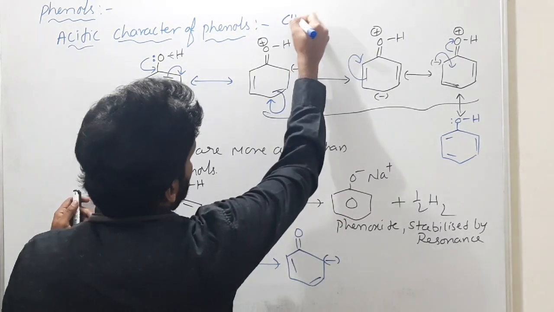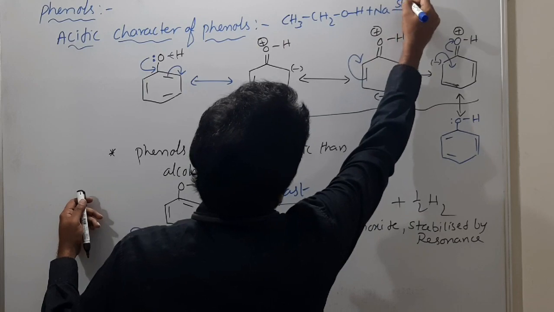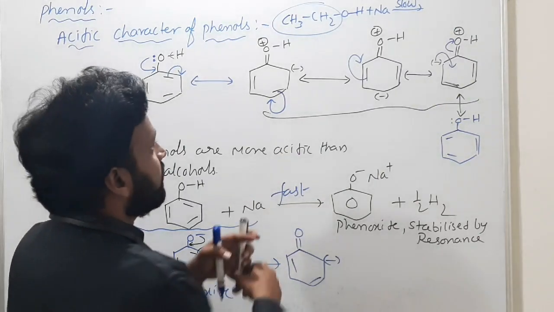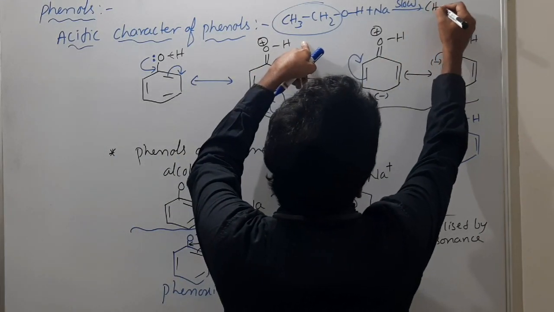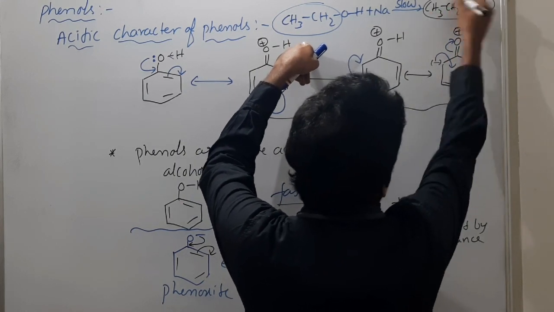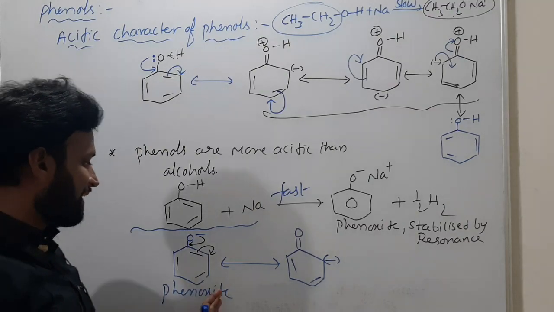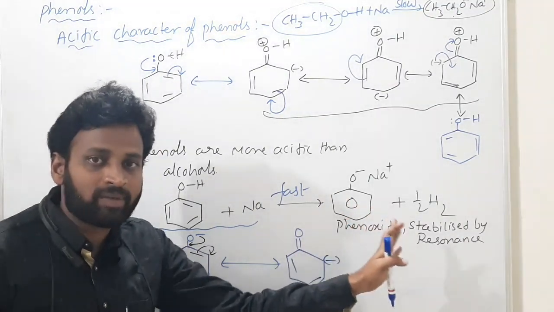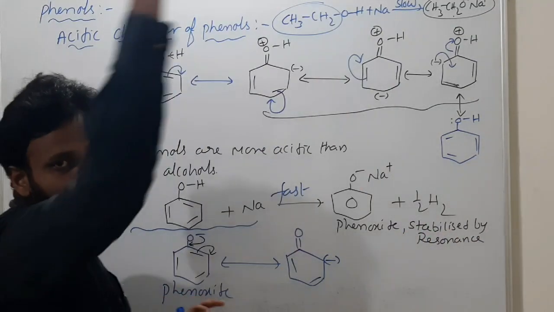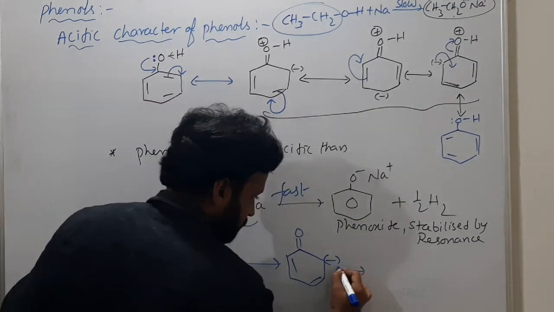But if you see this reaction, CH3CH2OH with sodium, the reaction is very slow. Why? Because this alkyl group is a donating group, and CH3CH2O minus Na plus will form, but this is not stable. Understanding? So due to the stability of the phenoxide ion, that stability is due to what? Due to the formation of resonating structures. Phenols are more acidic, so the formed phenoxide ion is more stable. The remaining resonating structures you can write.